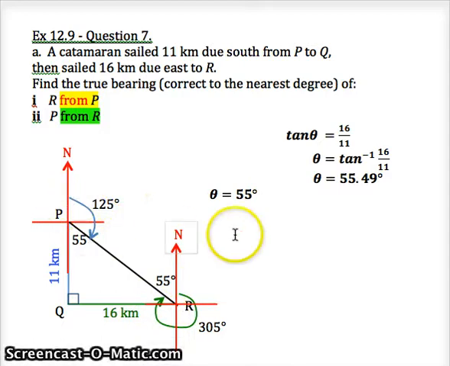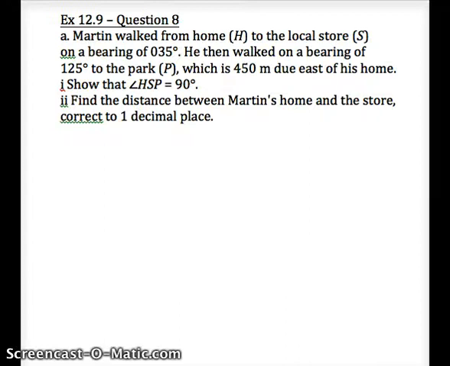Now this is exercise 12.9, question 8A, which is also a bearings question. Now in this question, we're told that Martin walked from home, which is H, to the local store S on a bearing of 35 degrees. So we'll just start by putting in a north sign.